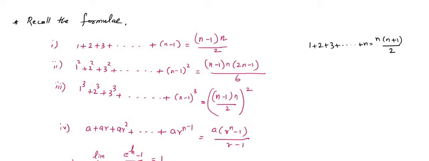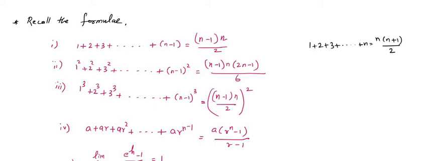But for all the problems we'll be using only this formula, 1 plus 2 plus 3 plus till n minus 1. Here if I have till n, it is the last term n into the next term n plus 1 by 2. Here the last term is n minus 1. Therefore n minus 1 into the next consecutive number, n, by 2.